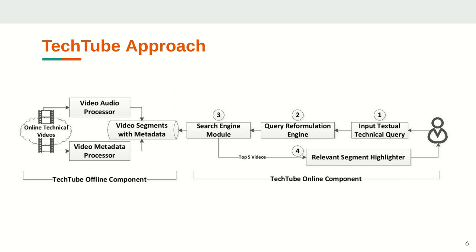The search engine module is the foundation of TechTube and carries the burden of retrieving the top five most related videos and the most relevant audio chunks of those videos. In order to retrieve the top five relevant videos, the search engine module utilizes Apache Lucene, which benefits from a powerful text similarity comparison algorithm called BM25.